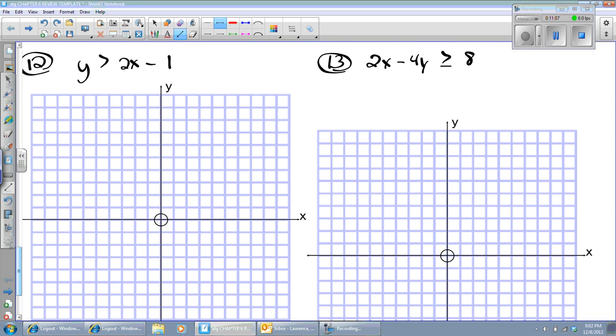Okay, so here comes number 12. This one, it kind of looks like y equals mx plus b. My y-intercept is going to occur at 0, -1. And that's right there. And then my slope is 2 over 1, right? So I rise 2, run 1, rise 2, run 1. Okay, now it's not equal to, so there's going to be a broken line. So we get a nice broken line like that.